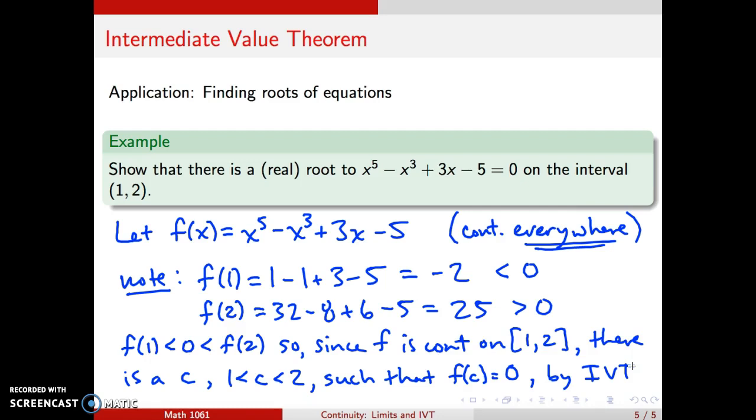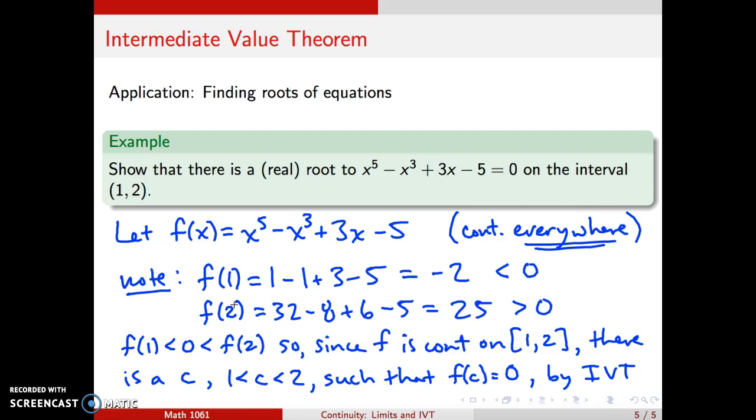So what we showed is that this function is continuous. At 1, it's negative. At 2, the function is positive. Since it's continuous, somewhere in between 1 and 2 it has to be 0, because 0 is between a negative number and a positive number, in particular between negative 2 and positive 25. So it has to hit that value at some point, maybe multiple times, but at least at one point, for some number in between those inputs, 1 and 2. So there's a neat application.